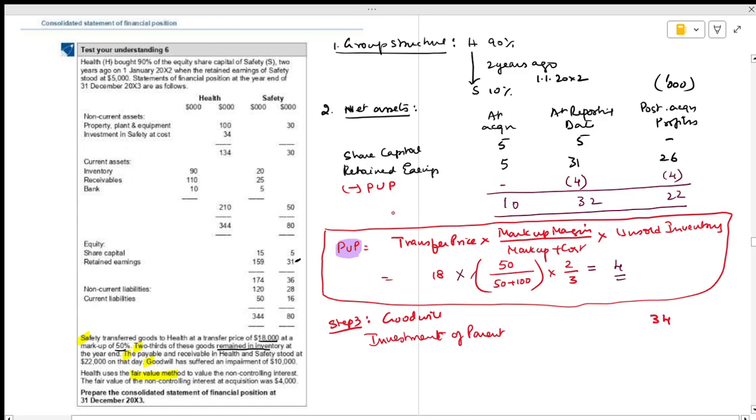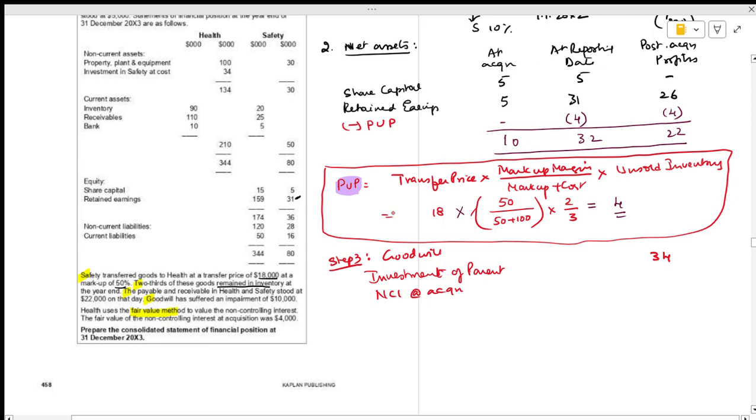Is it right? Next, NCI at acquisition is how much? It's 10. How much is NCI at acquisition? It was 4. We will deduct 10 later. Okay? We will not deduct now.